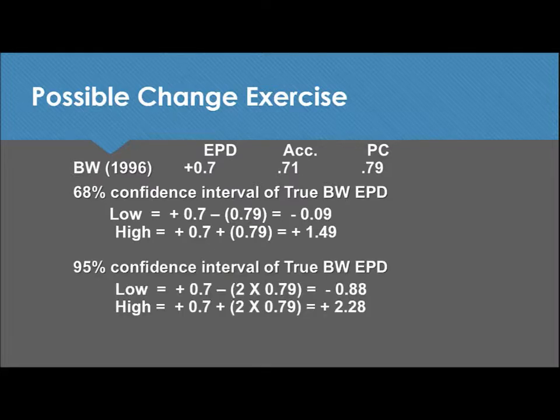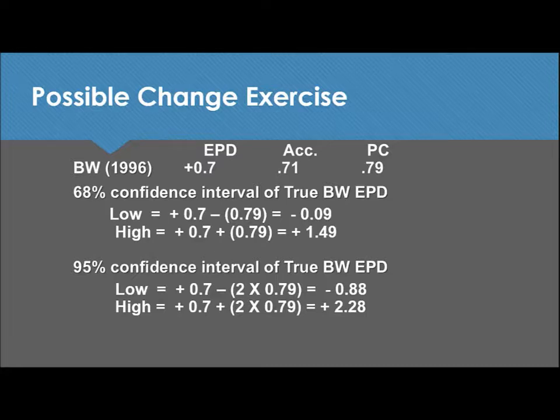Now you can actually develop 95% confidence intervals if you want by just taking 2 times that possible change value and doing the exact same calculation. And there we have about a 3-pound spread there.